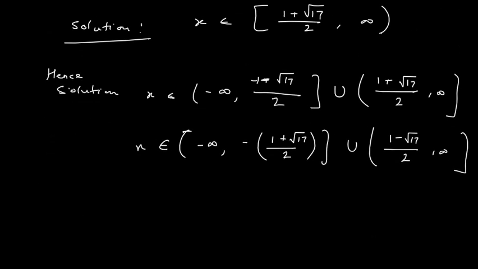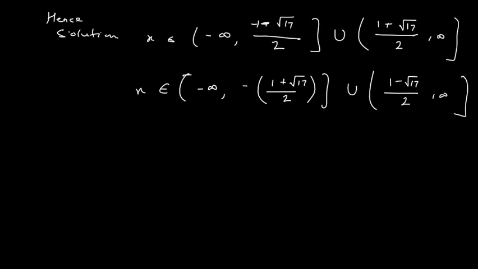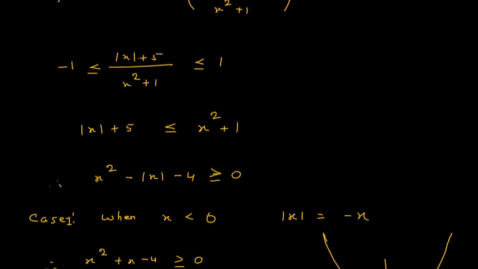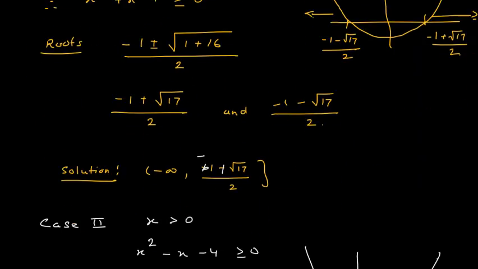So for -1 minus root 17 divided by 2, I will take the minus sign common. So I will get minus of (1 plus root 17) divided by 2, and here it is (1 plus root 17) divided by 2 for x greater than 0. So that means the value of a we are getting is (1 plus root 17) divided by 2. So let us check if we are getting the option (1 plus root 17) divided by 2. So option C is the correct option. C is our right answer.